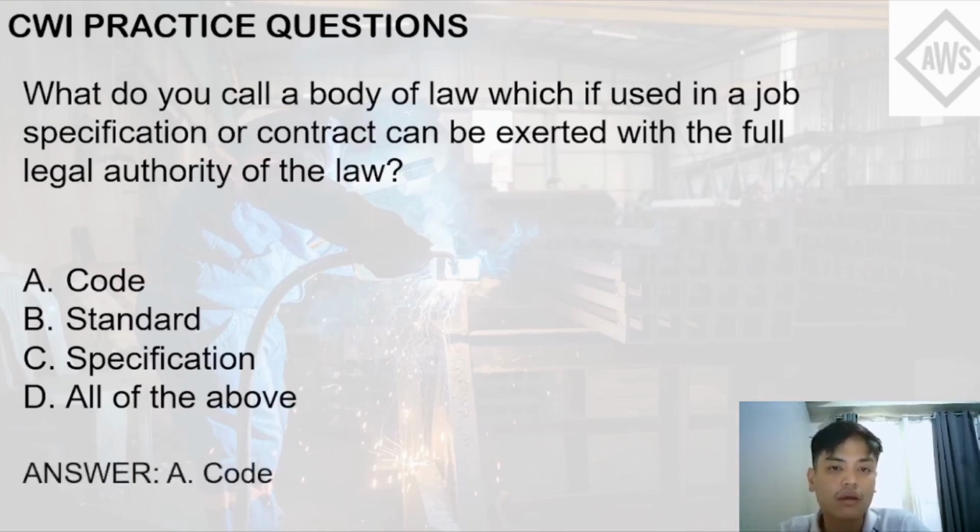So for example, if AWS D1.1, which is a code for structural welding of structural steel, is called upon in the contract or job specification, and accidents happen or lapses are made during construction of that project or that maintenance activity, and it is found that there is non-compliance with the code, the engineer on record or the ones responsible may be called upon or subpoenaed in a court of law to be questioned regarding his compliance or lack thereof with the code that's supposed to be used in that contract.